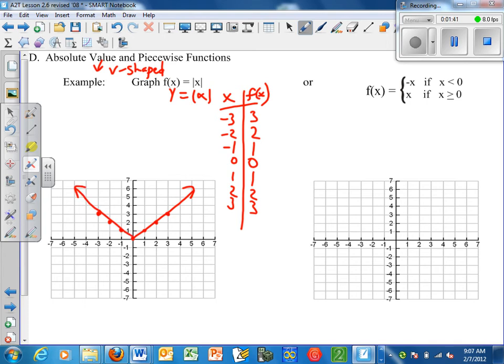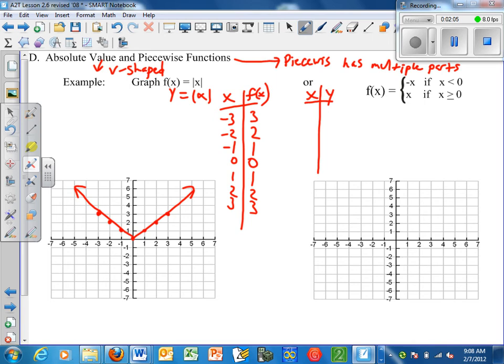Okay? A piecewise function has multiple parts. My suggestion, it's going to have at least 2 parts. Sometimes it has 3. It has pieces. That's what it means. Multiple parts. Make a table for each part. So, here's what I mean.